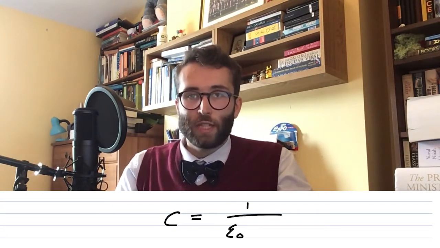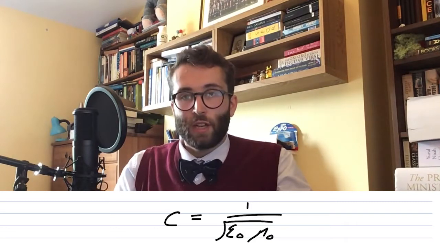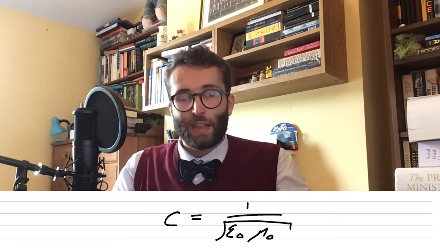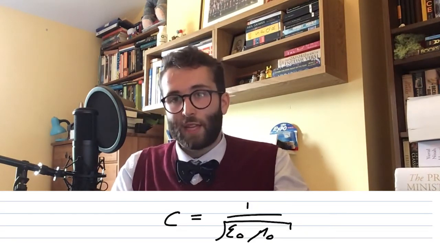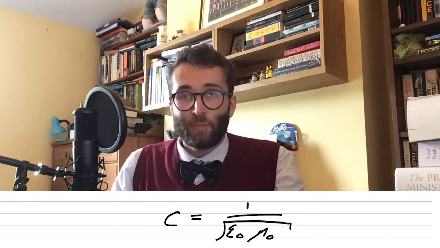C here is the speed of light in the vacuum, and the other two constants, epsilon naught and mu naught, are related to the electric field and the magnetic field in the vacuum respectively. This equation tells us that the speed of light in a vacuum takes a certain constant value that we can calculate from these two experimentally measurable constants, epsilon naught and mu naught.